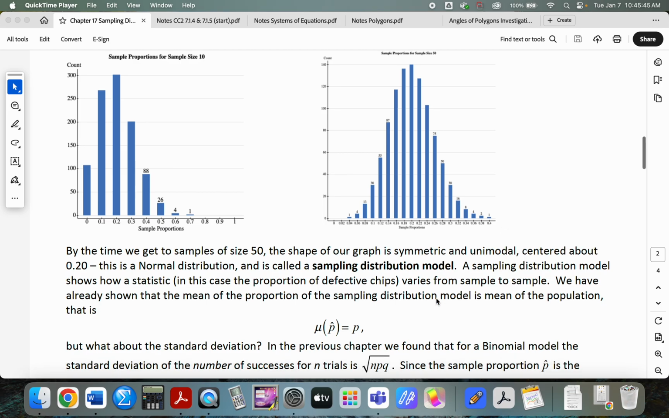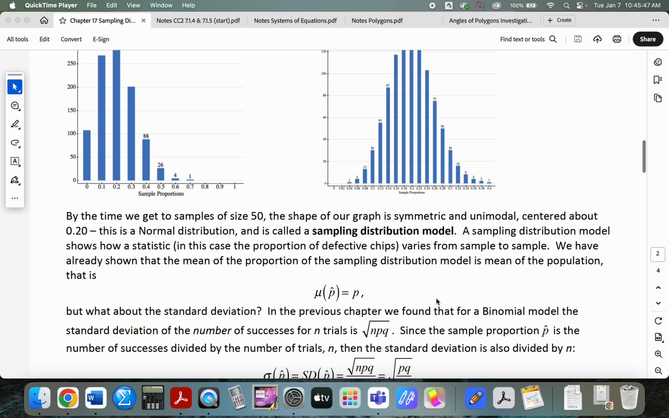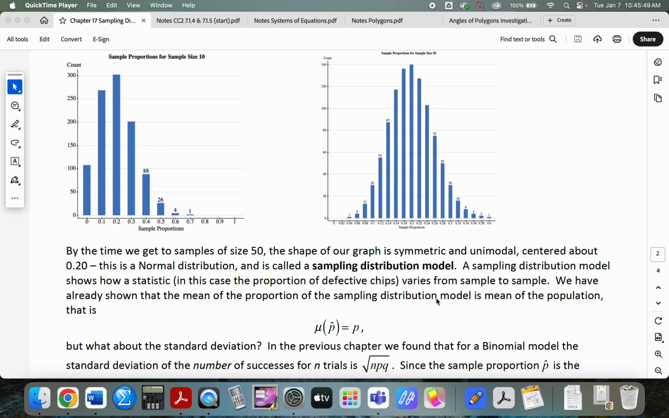So, we've already shown that the mean of the sampling distribution of the proportion is the mean of the population. In other words, the mean of p hat is equal to p. Remember, the mean of the observed proportions is going to be equal to the proportion from the original group, if you do it enough.